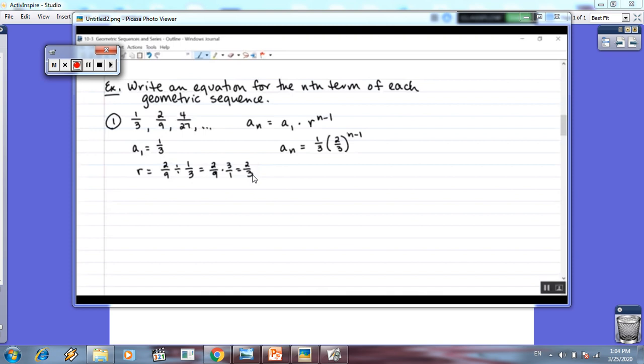That means we found A1, we found R, and then we will substitute in our rule An equals A1 times R to the power N minus 1 because it's a geometric sequence. Then A1 is equal to 1 over 3, so take away A1 and write 1 over 3, take away the R and write 2 over 3. Don't take the N because he needs the general formula for the sequence.